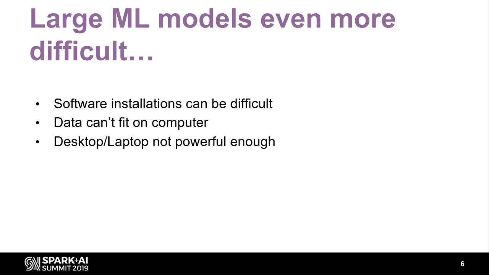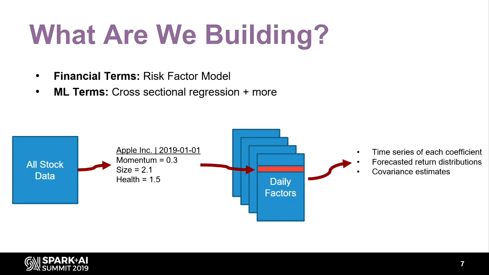And when you get into large models of this character, it gets even more difficult. Often you get into DevOps issues. You get into issues where you can't just rebuild a model very fast because the data no longer fits on a single desktop or a single computer. You no longer have a desktop or a laptop computer that's powerful enough to rebuild this model.